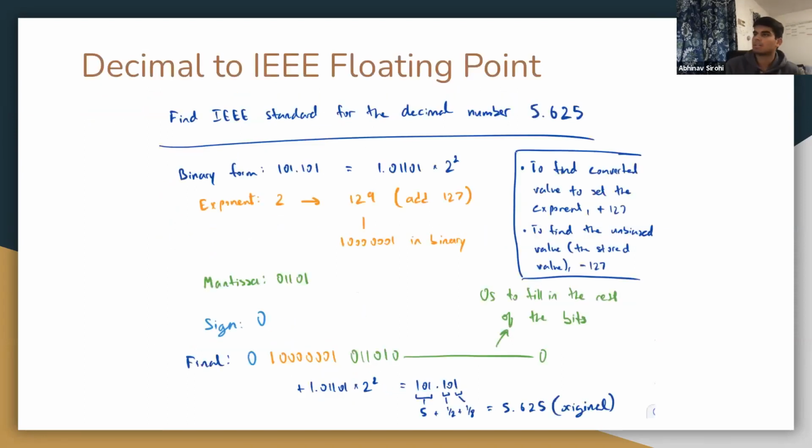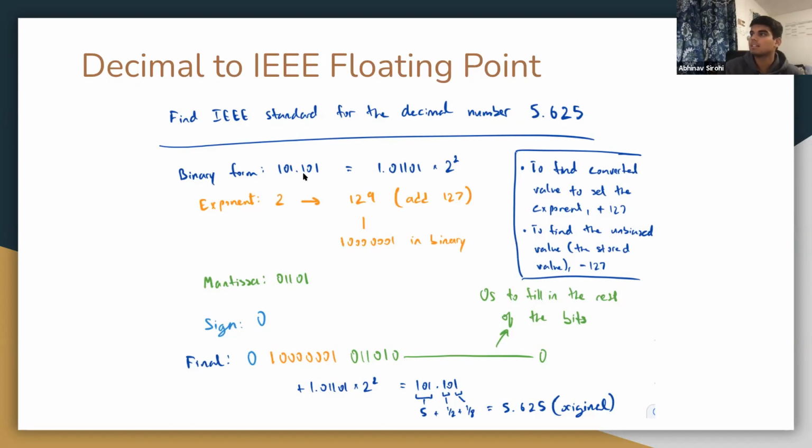Okay, so let's say we have the number 5.625 in base 10, and we want to find the IEEE standard to store this. First we convert the 5.625 into its binary form, and once we do that, we move the decimal point over 2 places. The 1 is assumed, and everything after the 1 is actually the mantissa.